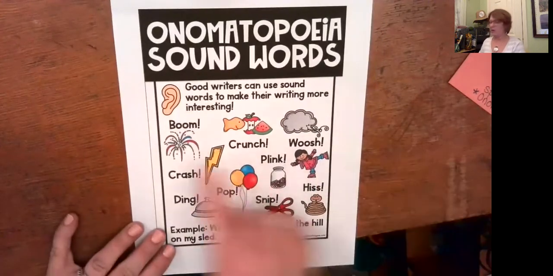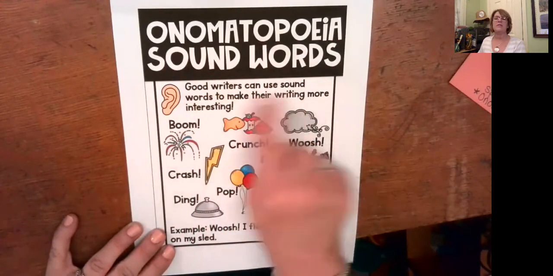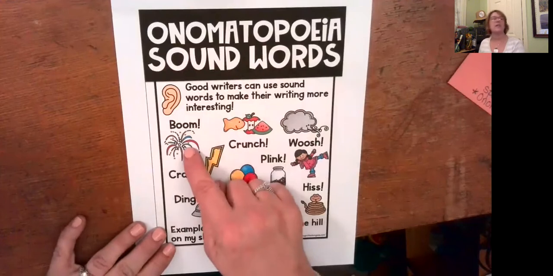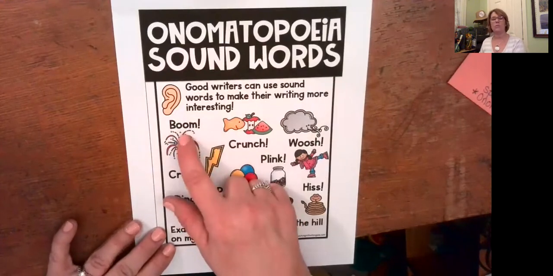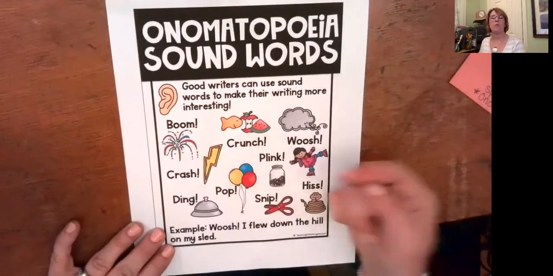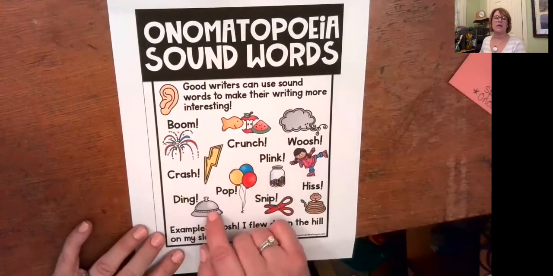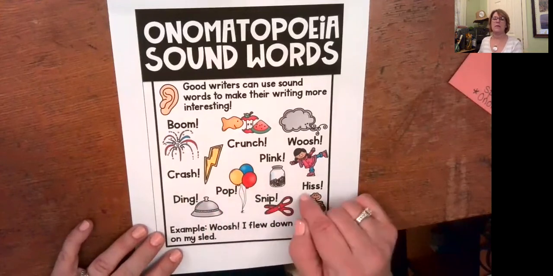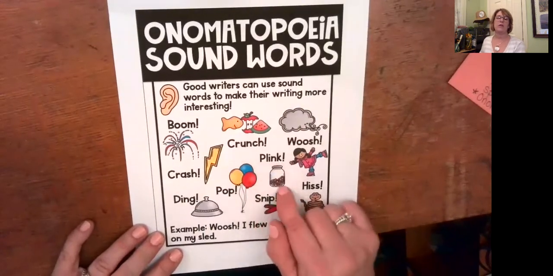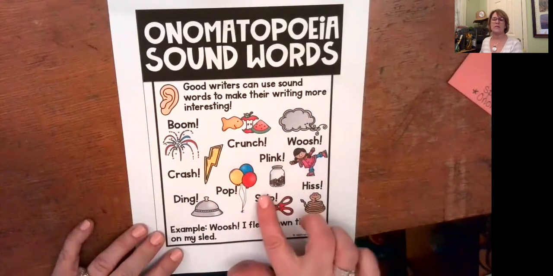As you can see right here, it says onomatopoeia of sound words. Good writers can use sound words to make their writing more interesting. Look at this. Instead of just saying the firecracker exploded, you can use boom when the fireworks go off. You can use the word crunch when you're writing about people eating. Crash for a lightning bolt, and ding for a little bell. Pop, snip, hiss for a snake. Whoosh, the wind, and plink when little pieces of candy hit the inside of a glass jar. These are great sound words.